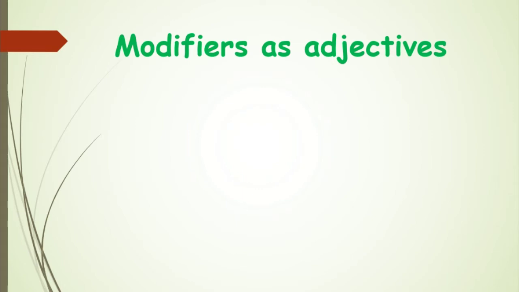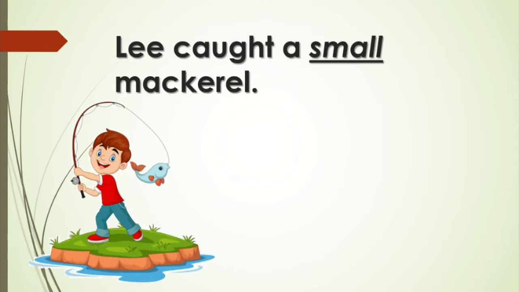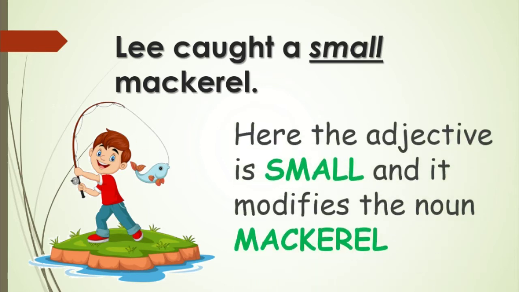So, modifiers as adjectives. When a modifier is an adjective, it modifies a noun or a pronoun. So we have here an example. Lee caught a small mackerel. Here, the adjective is small and it modifies the noun mackerel.